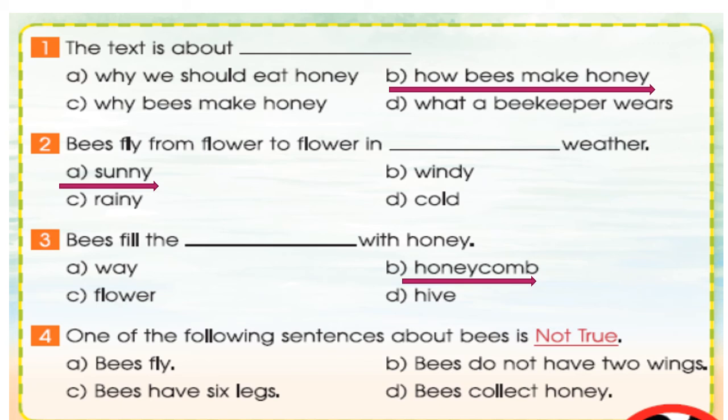Number 4, one of the following sentences about bees is not true. Bees do not have 2 wings. This is not true because bees have got 2 wings. Okay?